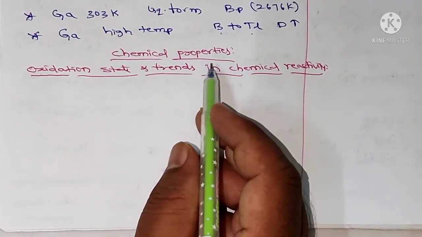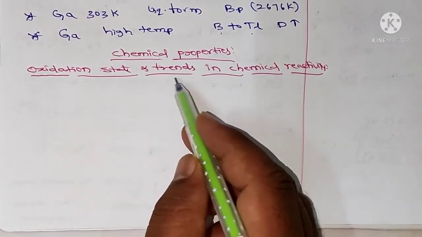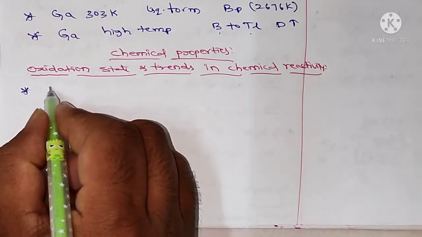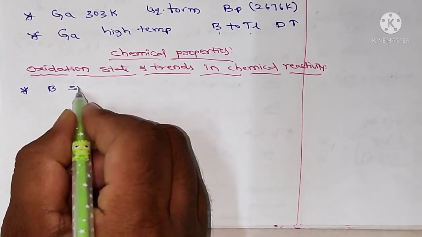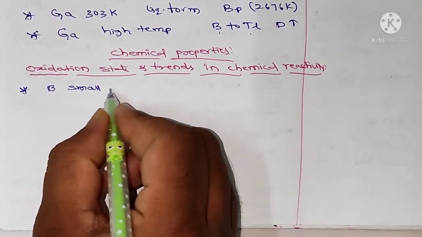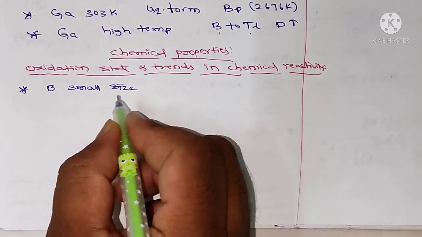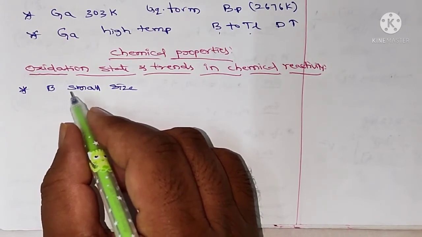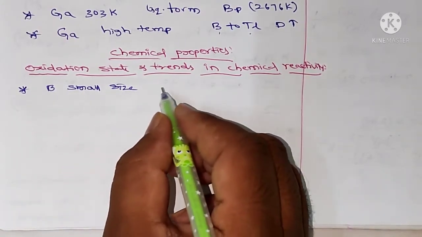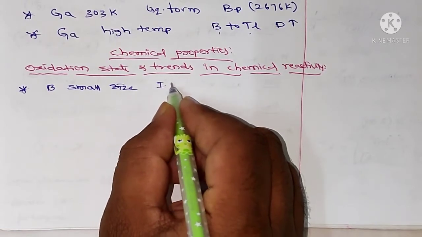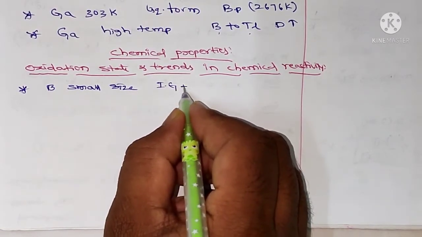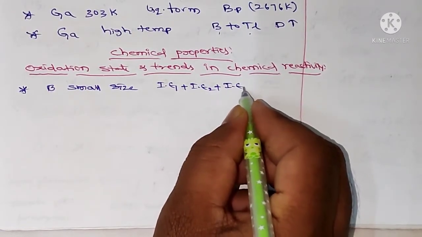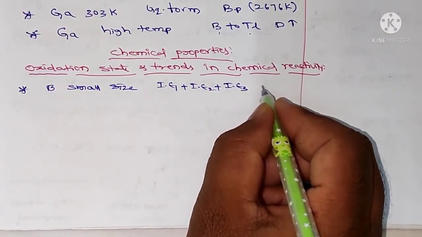Next, chemical properties: oxidation state and trends in chemical reactivity. We know that boron has a small size. Due to that small size, the sum of its first three ionization enthalpies, that is IE1, IE2 and IE3, is very high.